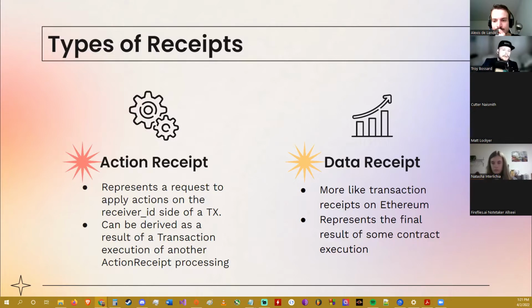So data receipts are more like what one might think of as a receipt on Ethereum. Basically, it represents the final result of a contract execution and contains information about the final result of a transaction.